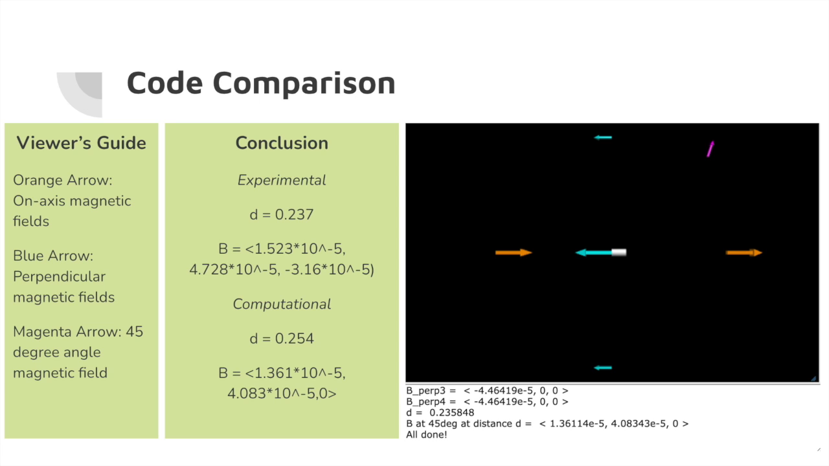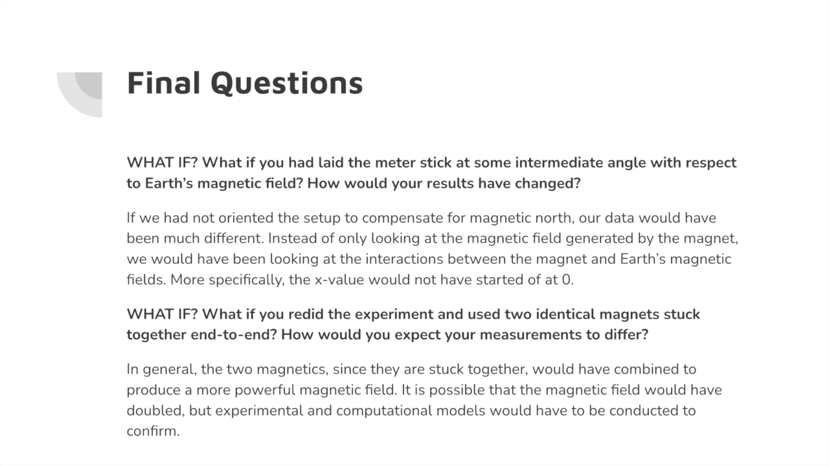When comparing our experimental and computational values, it is obvious that they are extremely similar. For example, there is only a 0.017 meter difference between the d values. The largest difference between the 45-degree magnetic field is that our computational model omits the z value, unlike the experimental vector. Any other discrepancies between the data could be due to human error when collecting information, or malfunctions within the magnetosensor app. Before coming to the end of the lab, we have a couple of reflection questions to answer.